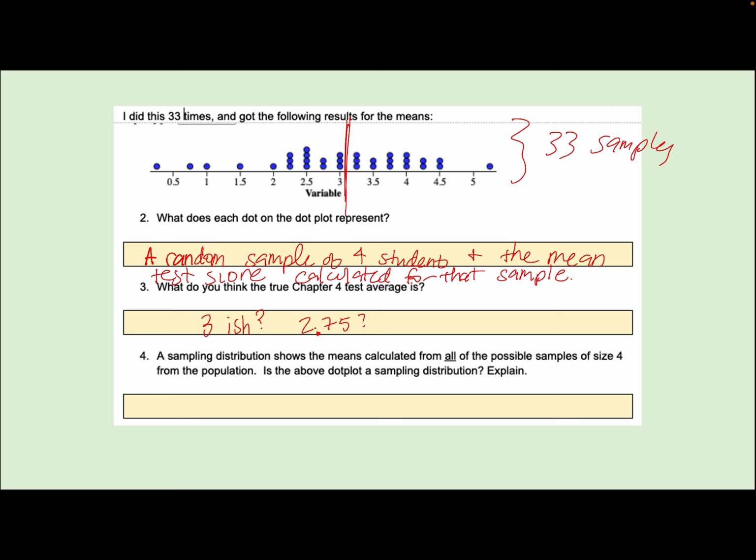How many would there be? Let's see, I'm going to calculate this. 33 times 32 times 31 times 30. There are actually 982,020 actual samples. We did not calculate all of them.